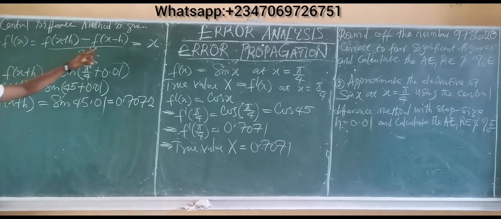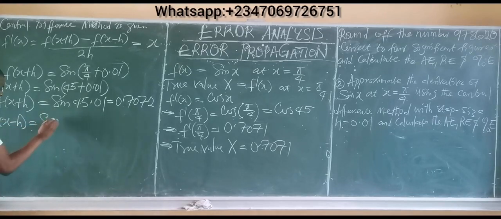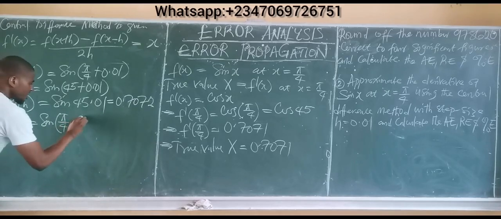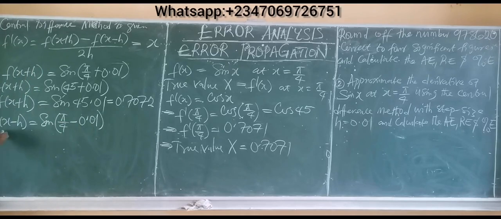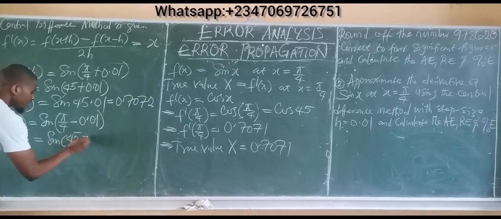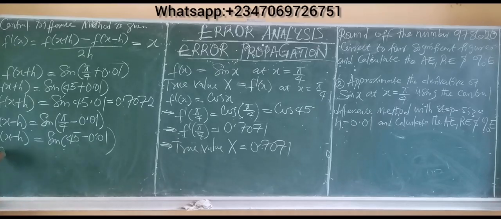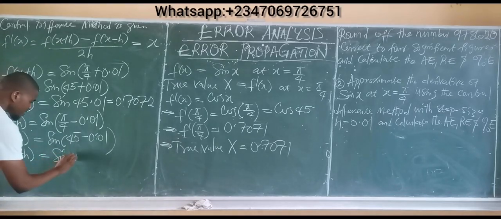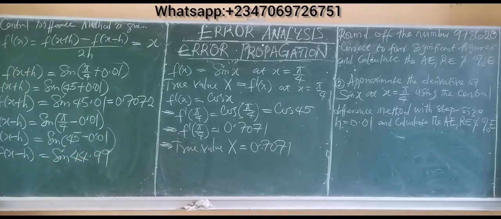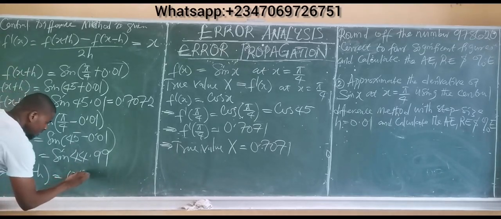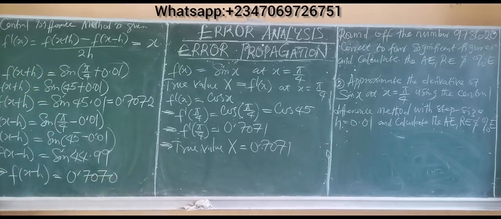Next, from the formula, we find f of x minus h. That is going to be sine of x, where x remains pi over 4, minus h, which remains 0.01. Not forgetting that pi over 4 means 45, so you have sine of 45 minus 0.01, which gives us 44.99. So f of x minus h is sine 44.99, and that will give us approximately 0.7070.